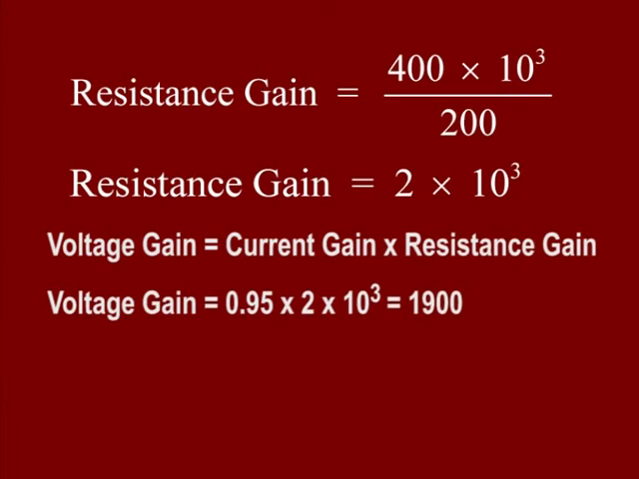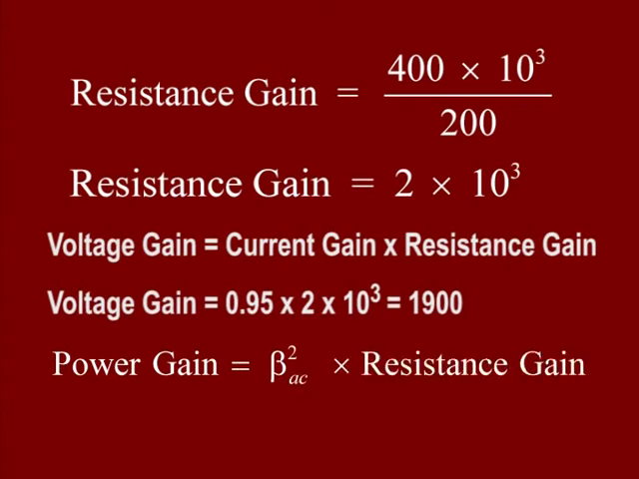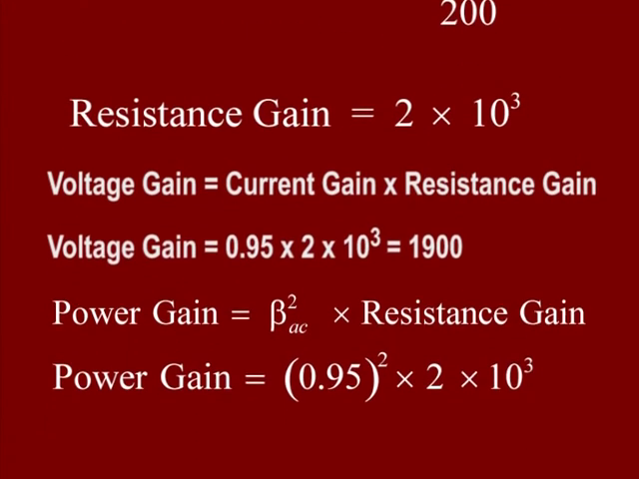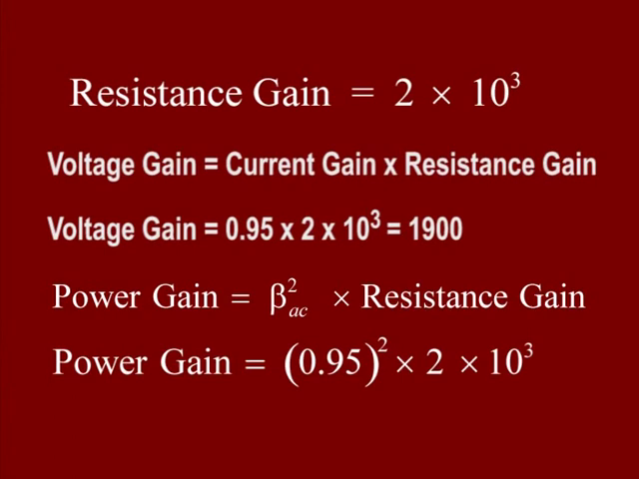And now for finding out the power gain, we have the power gain as equal to beta AC square into resistance gain. Putting in the corresponding values of current gain beta and resistance gain, we get the power gain as equal to 0.95 square into 2 into 10 raised to the power 3, which on squaring and multiplying becomes 1805.